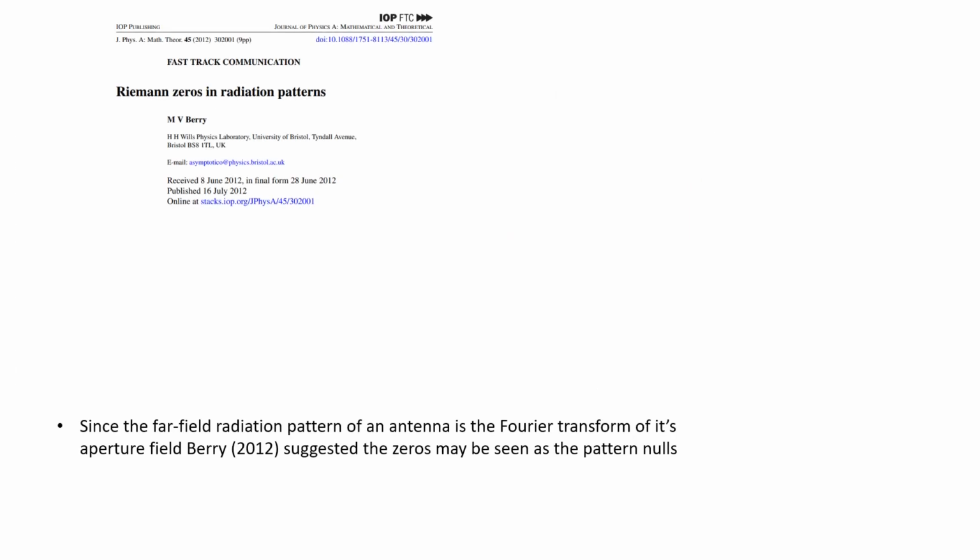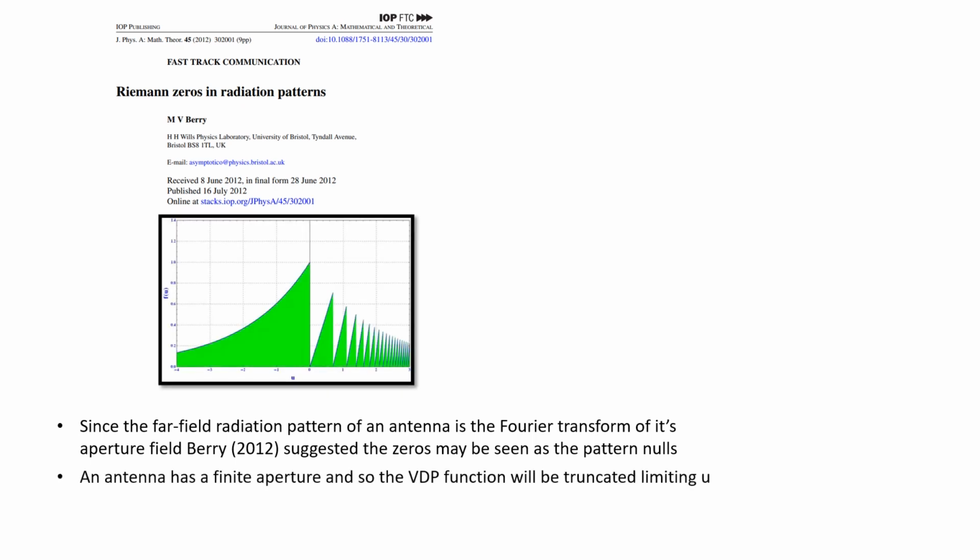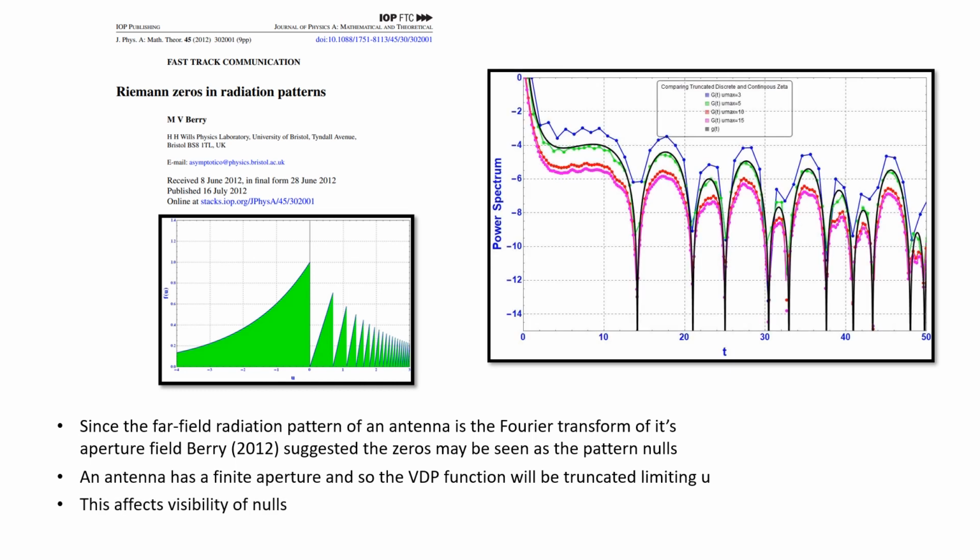Since the far-field radiation pattern of an antenna is the Fourier transform of its aperture field, Berry suggested the zeros may be seen as the pattern nulls. An antenna has a finite aperture, and so the function will be truncated. This affects the visibility of the nulls, shown here for u equals 3 to 15 and infinity. A compromise for visibility of the zeros is u max greater or equal to 3.